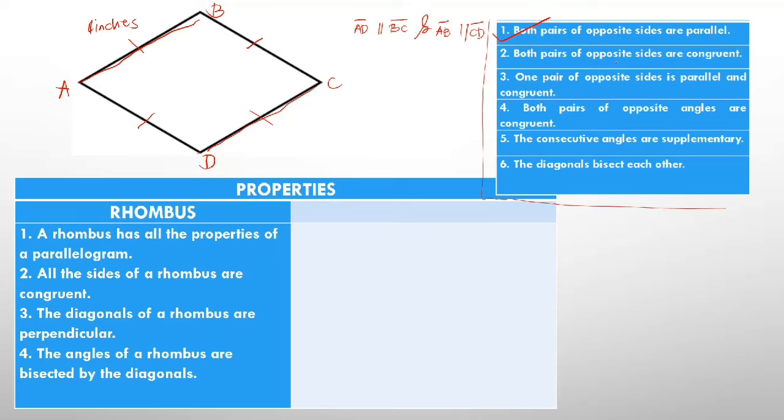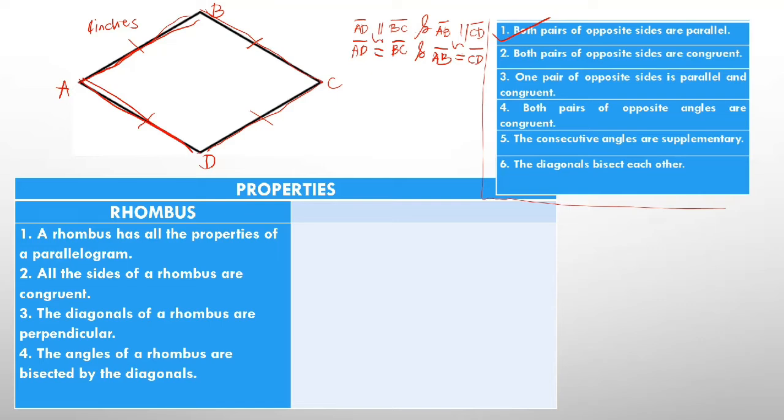And next, both pairs of opposite sides are congruent. So, for our opposite sides, let's take line AD and line BC. We are going to identify if they are congruent. So line AD is congruent to BC because they have the same length. Therefore, it is congruent. And our line AB is also congruent to our line CD because they have the same measurement, which is 4 inches. Therefore, both pairs of opposite sides are congruent.